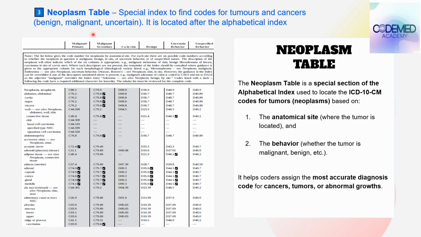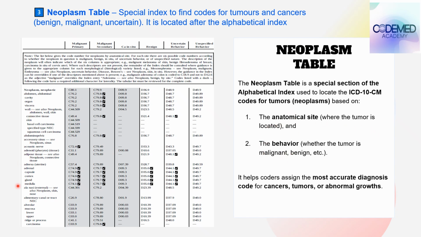So the third section is the neoplasm table. It is a special index to find the codes for tumors and cancers. The neoplasm table is a special section of the alphabetical index used to locate the ICD-10-CM code for tumors and neoplasms, and they are divided depending upon the anatomical site and the behavior.